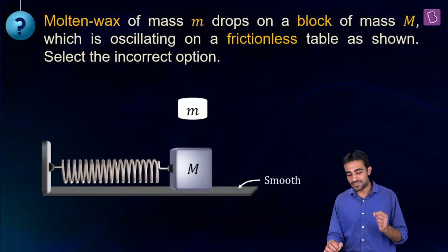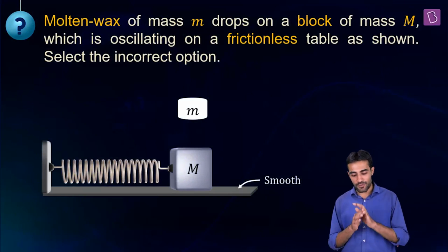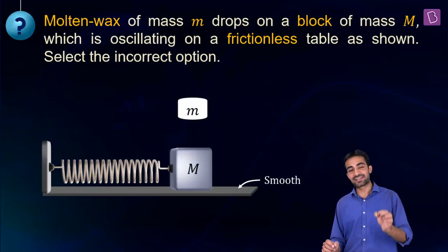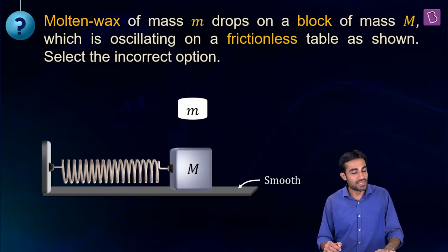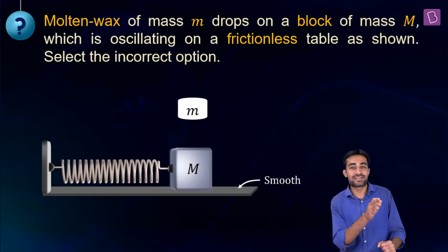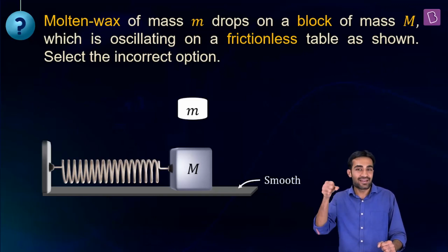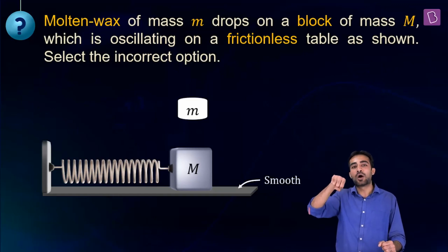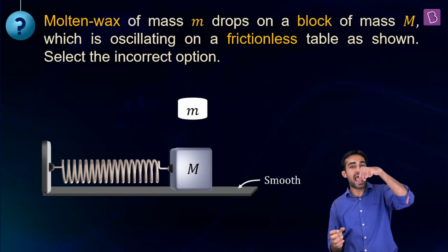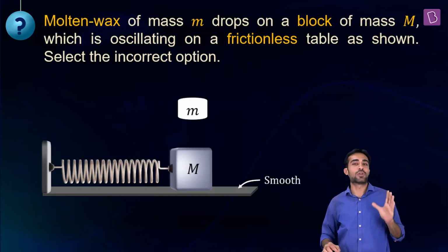Molten wax of mass small m drops on a block of mass capital M, which is oscillating on a frictionless table as shown. Select the incorrect option. Now we have a block, capital M. It is performing simple harmonic motion on a smooth surface. And we bring a candle and drop some wax on this block. The wax goes and sticks to the block. There is an inelastic collision.